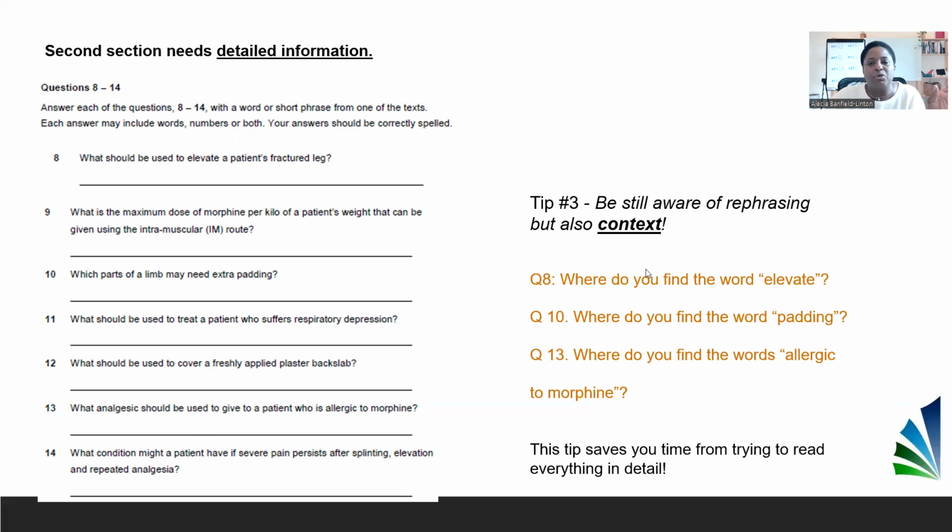One thing to remember, you don't need to put in long sentences. All they want is a word or a very short phrase. Usually it's like a maximum of 4 words. Do not waste time putting in long sentences. Don't. It wastes time. Okay? So where do you find the word elevate?